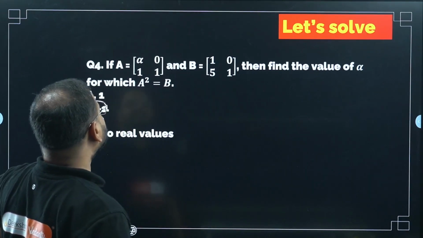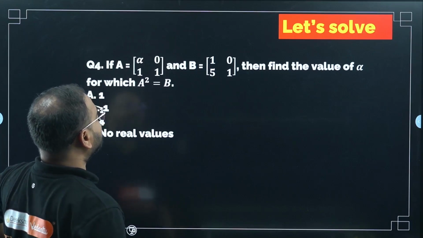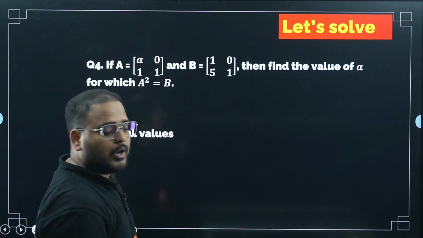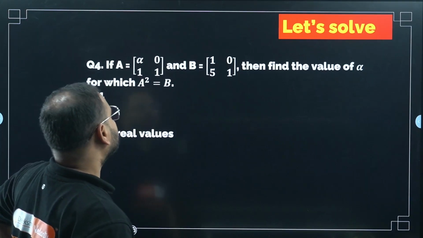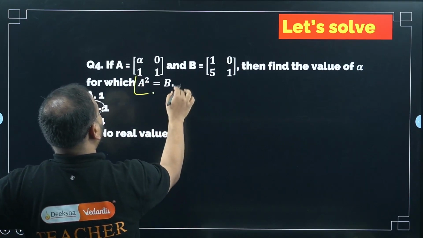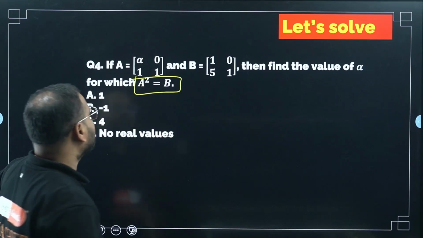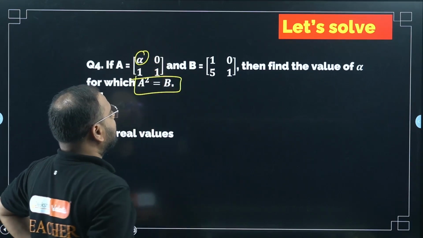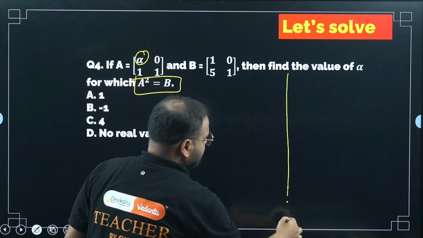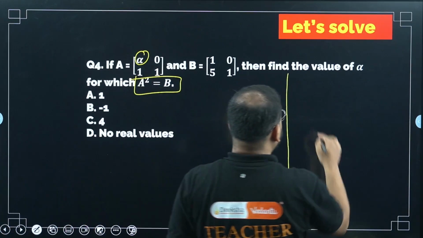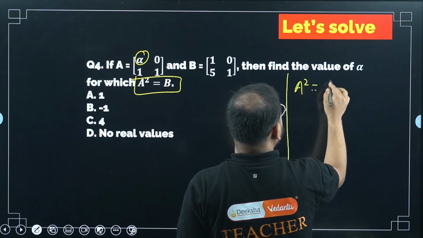So A is given as alpha 0 1 1 and B is 1 0 5 1. Then find the value of alpha for A square equals B. Means they are saying that A square equals B is true. Then find the value of the variable alpha. Then how can I solve this? First find A square. How will A square look like? So A square will look like this.